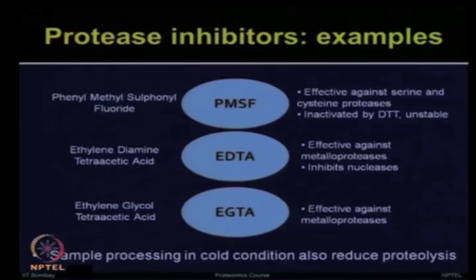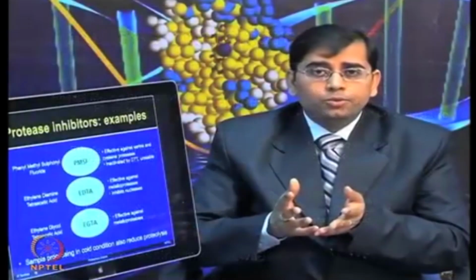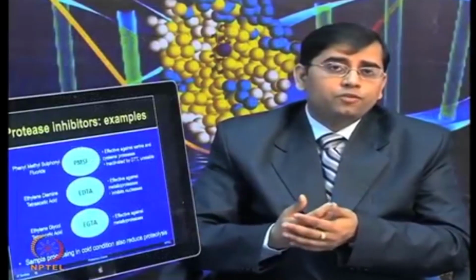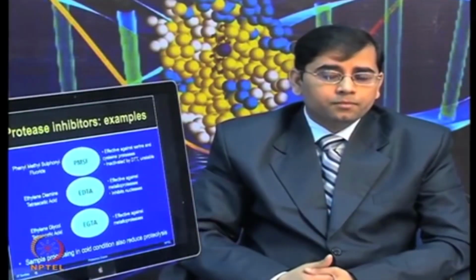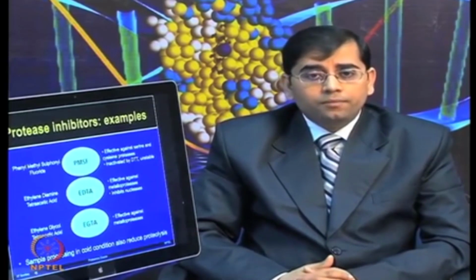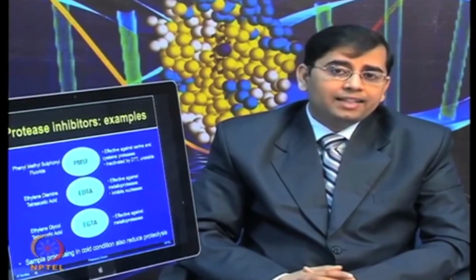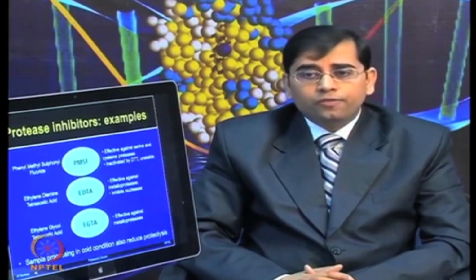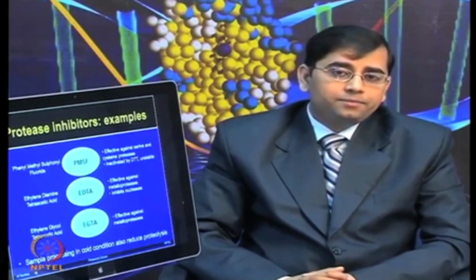EDTA, ethylenediaminetetraacetic acid. It is effective specifically against metalloproteases. It inhibits nucleases as well. So, EDTA can serve both purposes of protecting from proteolysis and also partial inhibition of nuclease activity. EGTA, or ethylene glycol tetraacetic acid. It is also effective against metalloproteases.